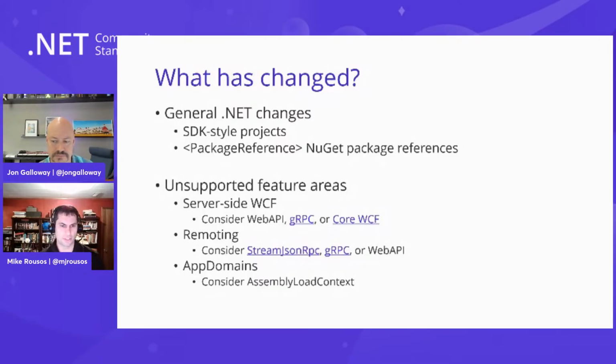And then there's also the idea that app domains are a little bit different in .NET 6. You no longer have multiple app domains within a process. You just get one app domain and that's it.